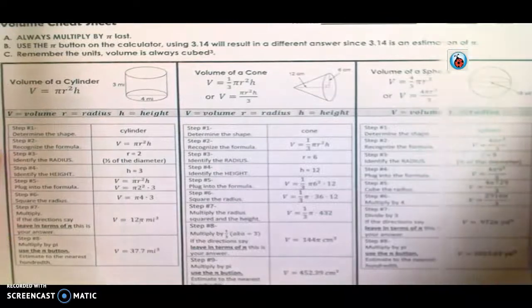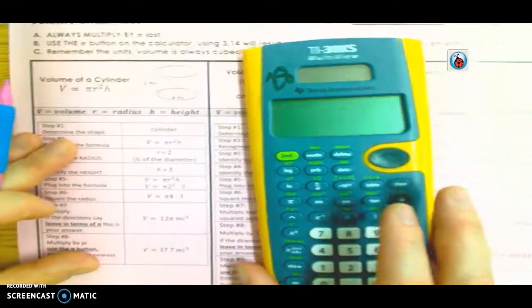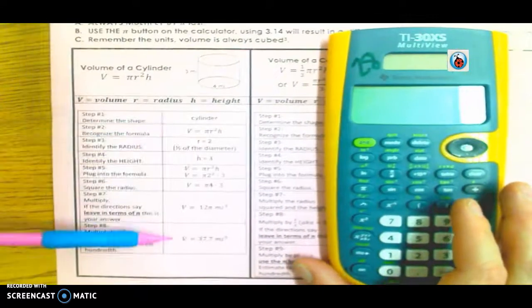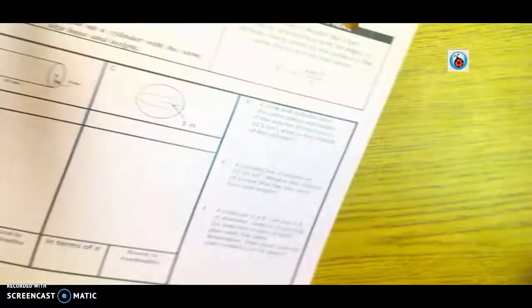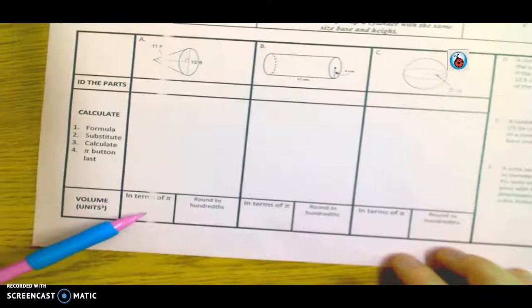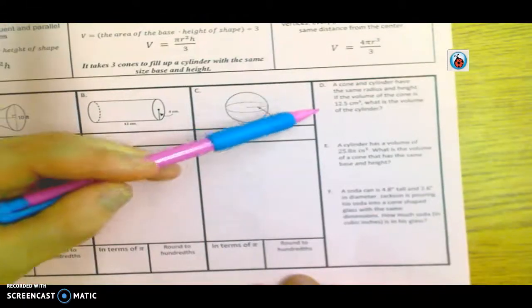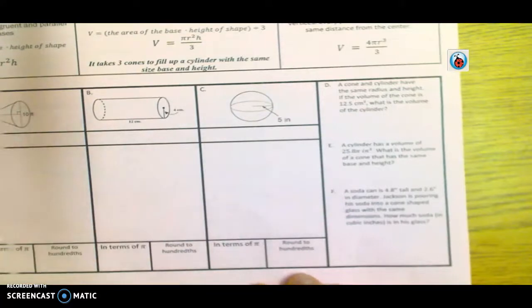So I wanted to take you through a couple of these with the calculator so you know what I am looking for. So I'm going to do the front here with you, and then you will do the back, where you're going to have it in terms of pi and rounding to hundredths. And then there's three word problems here. You might want a separate sheet of paper to show your work on those.